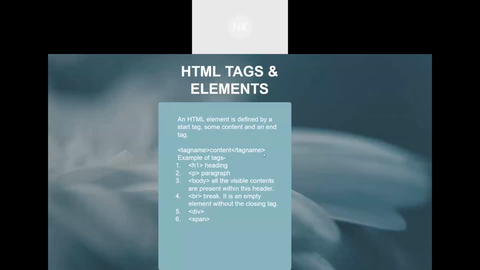And then HTML elements and tags. An HTML element is defined by a start tag, some content, and an end tag. So this is the basic skeleton of an HTML element: a tag name, inside this we have the content, and this is the end tag. The names of the start and end tags are the same, and the end tag is characterized by this slash character before it. Here are some examples of tags. We'll guide you through all these examples later. H1 is the heading tag, P is the paragraph tag, and this is the body tag. And BR is a break.